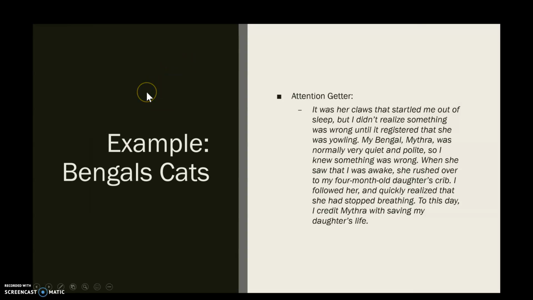So going back to the Bengal cats example, I decided to use an anecdote as my attention getter here. It was her claws that startled me out of sleep, but I didn't realize something was wrong until it registered that she was yowling. My Bengal, Mithra, was normally very quiet and polite, so I knew something was wrong. When she saw that I was awake, she rushed over to my 4-month-old daughter's crib. I followed her and quickly realized that she had stopped breathing. To this day, I credit Mithra with saving my daughter's life.